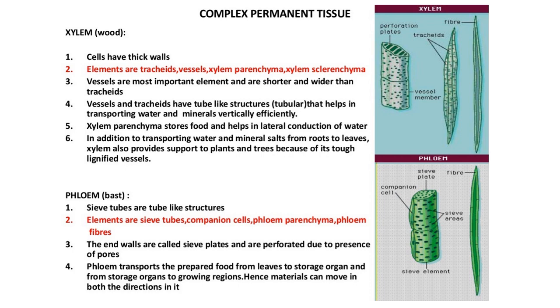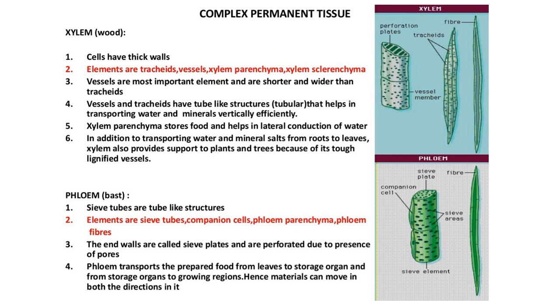Now, let's talk about these complex permanent tissues in detail. Xylem: these cells have thick walls, and as I have told you, since they are complex permanent tissue, they are made up of more than one type of cell or element. So, the elements of xylem are tracheids, vessels, xylem parenchyma, and xylem sclerenchyma, which is also called xylem fibers. Vessels are the most important element of this tissue.